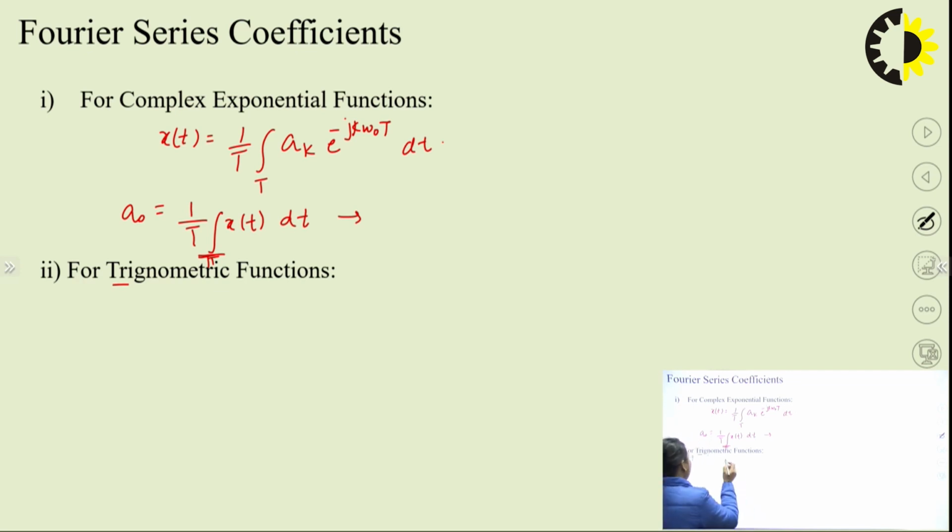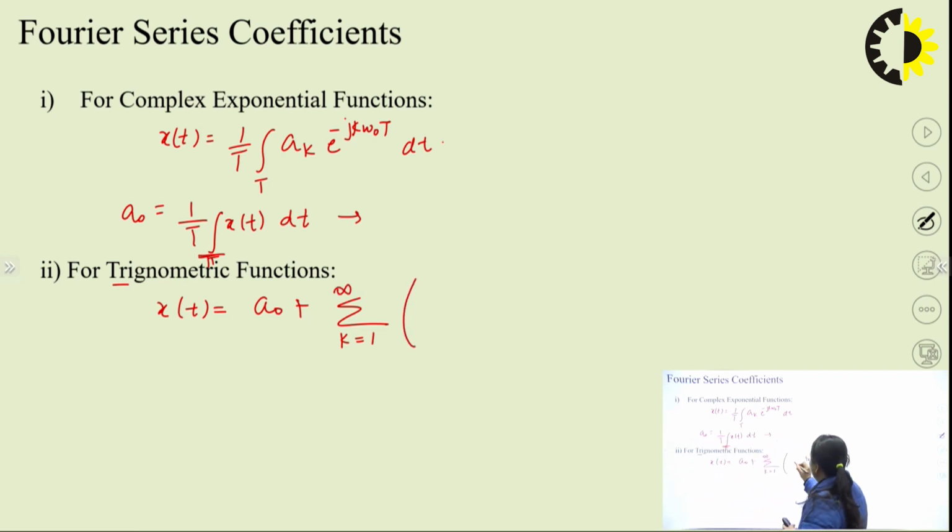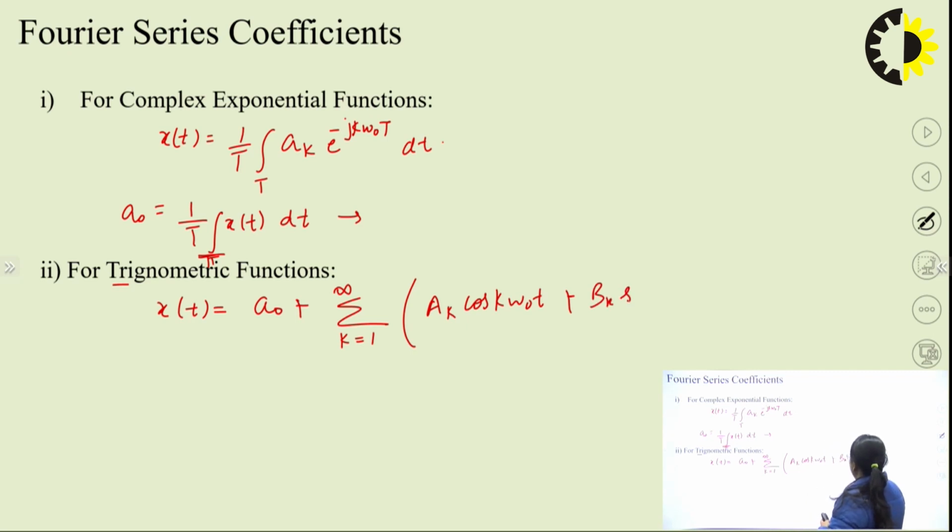And in terms of trigonometry, if we talk about the trigonometric signals, then the signal x(t) can be represented as a naught, which is the same as the above equation, and here k equals 1 to infinity. You can say the two coefficients of the trigonometry are ak cos k omega naught t plus bk sin k omega naught t.